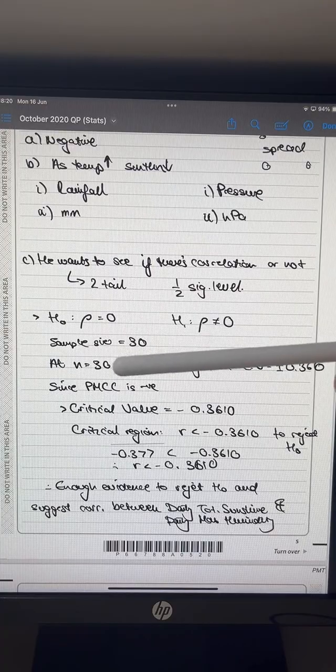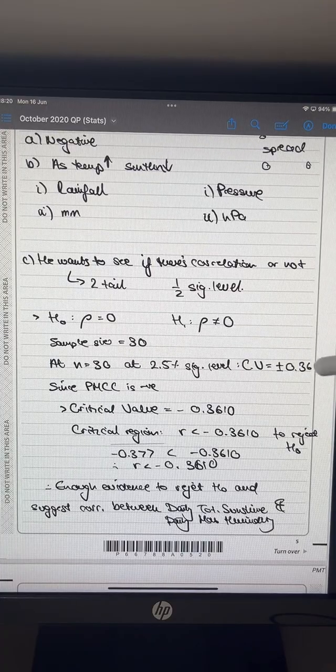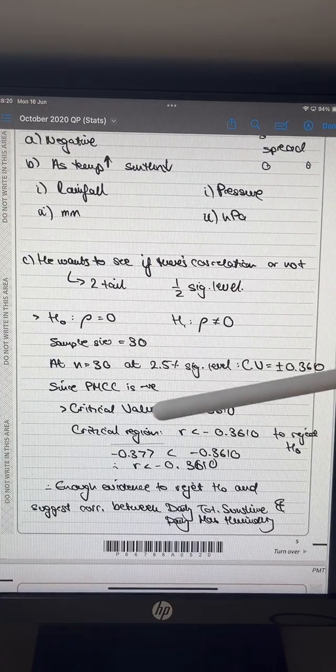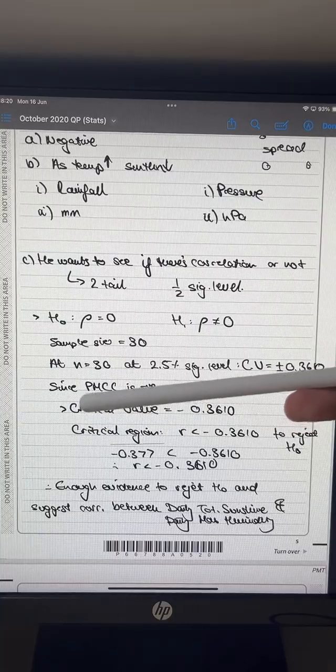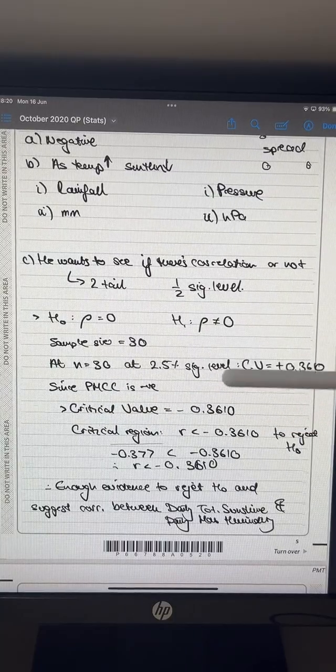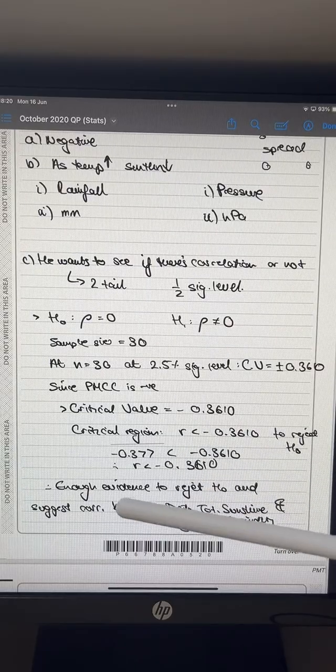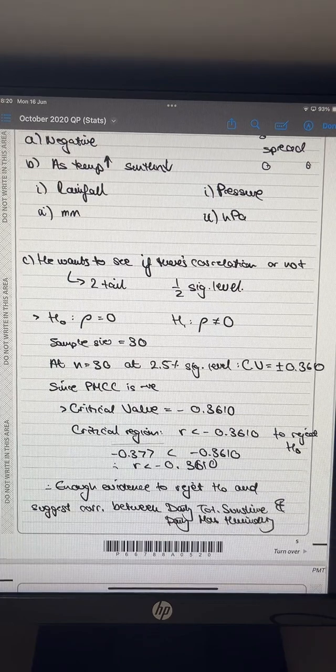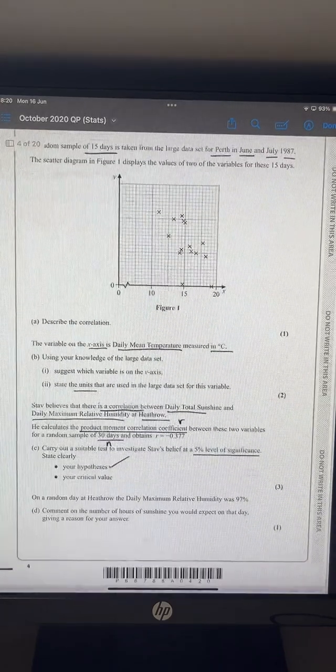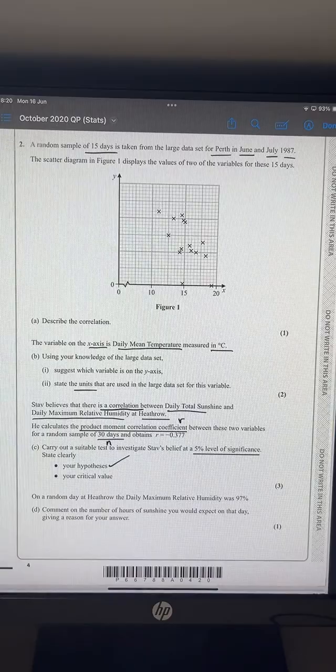Sample size is 30. So at n equals 30, I've read this from the table. The PMCC is negative, so my critical value is a negative version. Again, I put the bullet point there to make it clear that that is that in the question. So I said my critical region is this to reject the null hypothesis. Well, that is less than it. So there's enough evidence to reject it, and then just state what the theory is in words. So that's what you need to do.